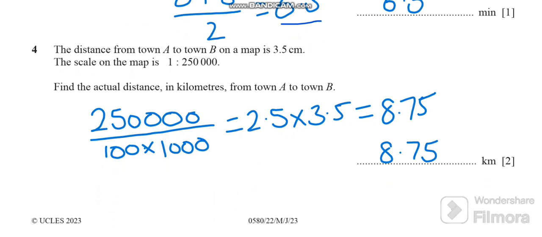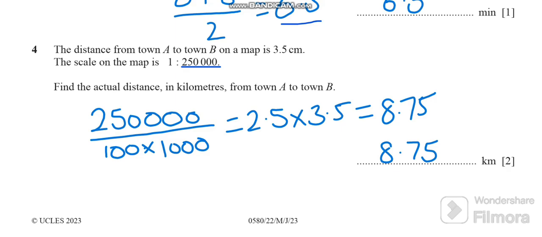Question 4 states the distance from town A to town B on a map is 3.5 cm. Scale on the map is 1 to 250,000. Calculate the actual distance in kilometers. So first we have to convert centimeters into kilometers. The method is 3.5, and you can use 250,000 divided by 100, because 1 meter is 100 centimeters.